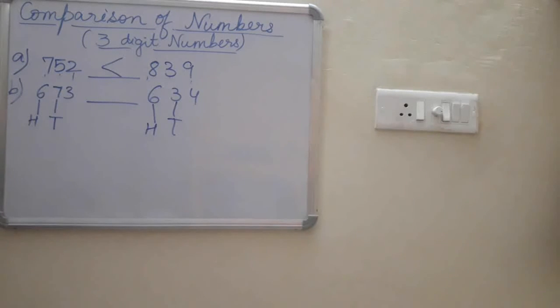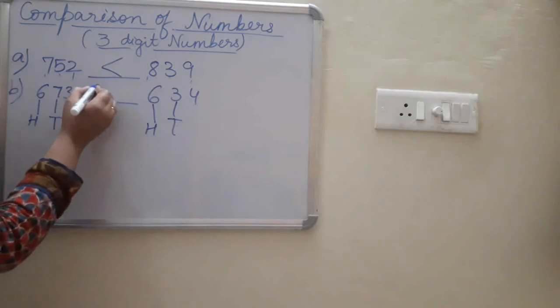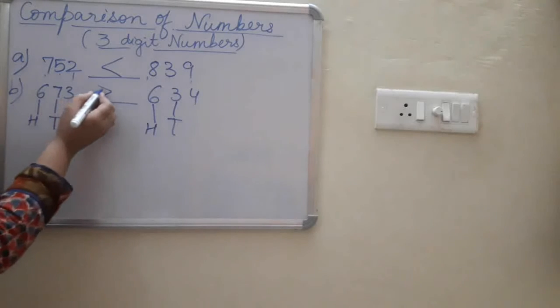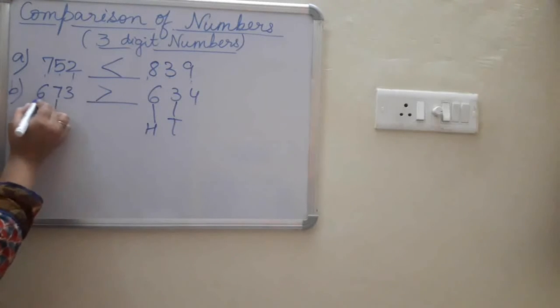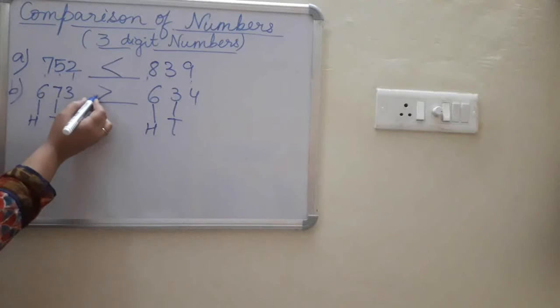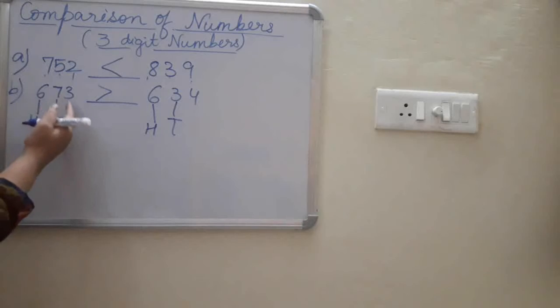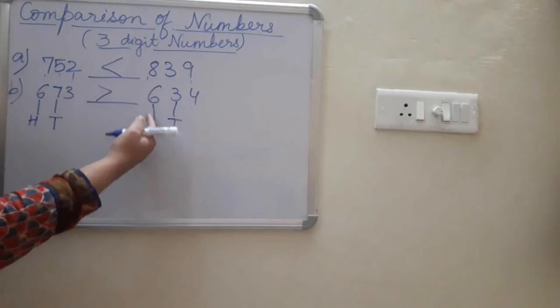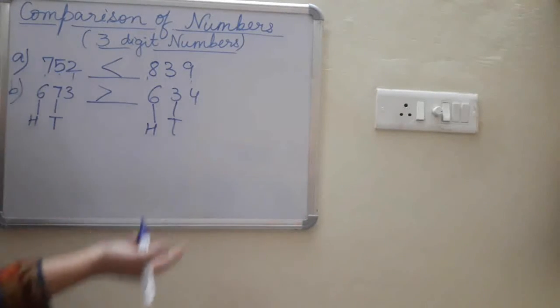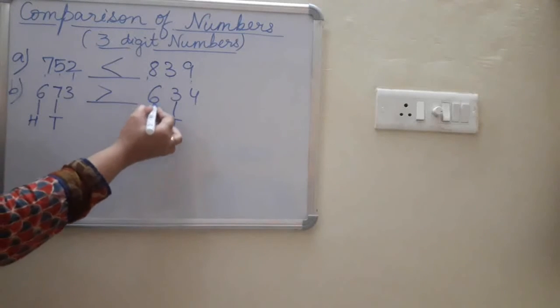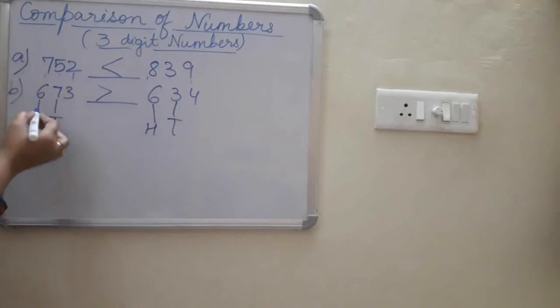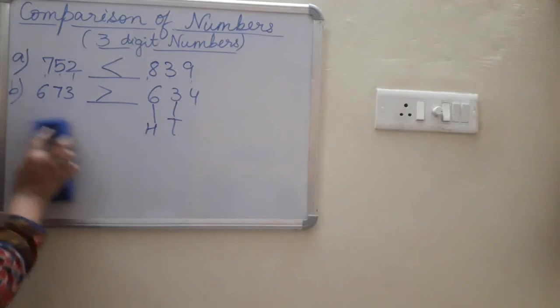So now we are going to put the symbol. Now I hope you all can tell which symbol you will put. This. Okay, this number is facing the open end. The greater number faces the open end. So here you can see 673, this number is greater than the number 634. Or in another way we can say that number 634 is smaller than the number 673. Okay children, now we will move ahead and see some more examples.